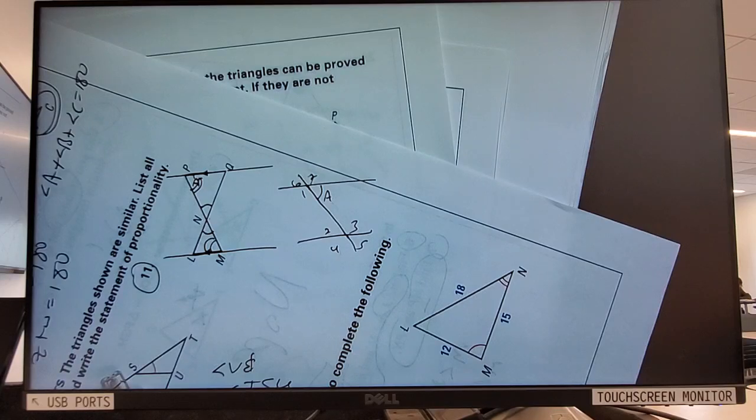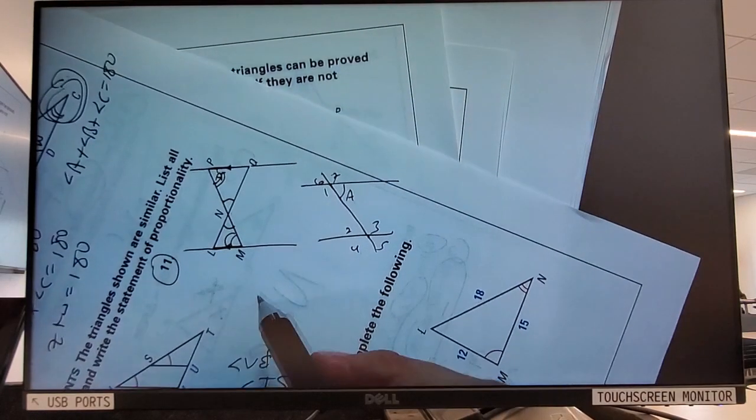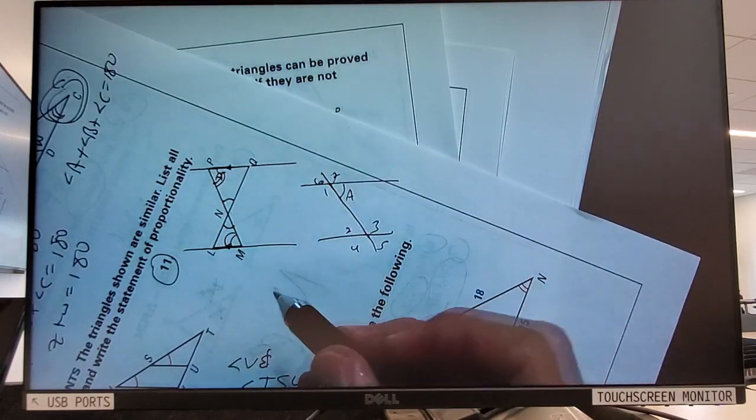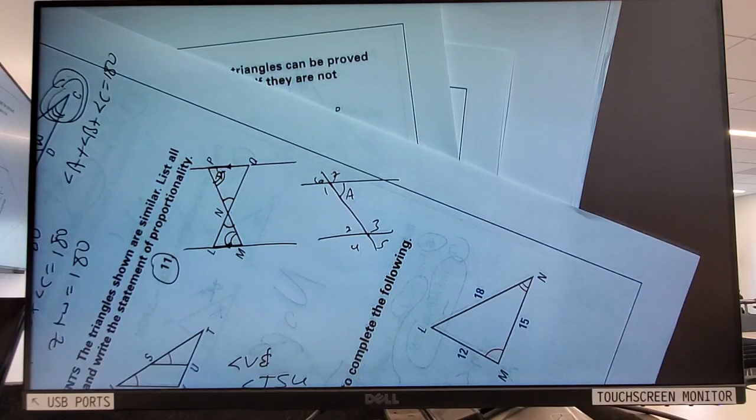Why can I stop there and just say, yeah, they're similar? I know they told us they're similar, but I wanted to show you why. I got 2 angles that are congruent. Therefore, they're similar. Can somebody name, now, I basically just answered the question, but what are 2 angles that are congruent?